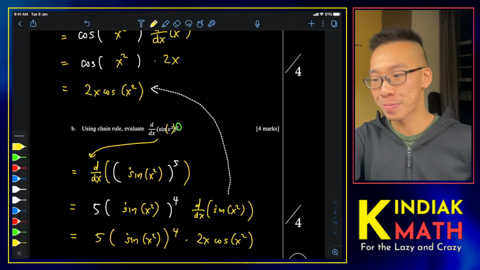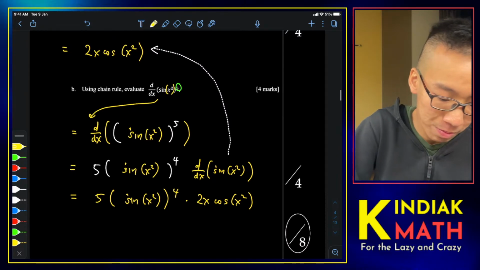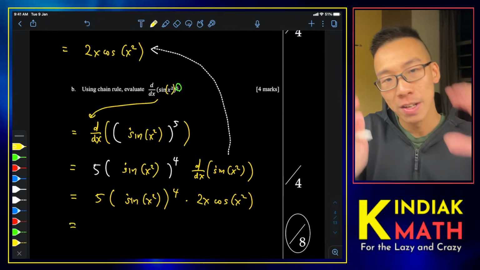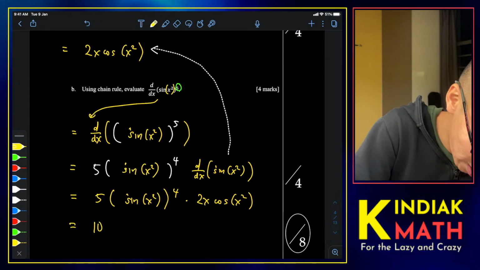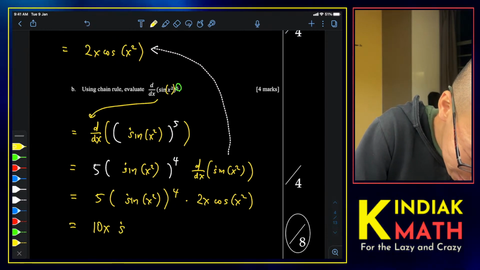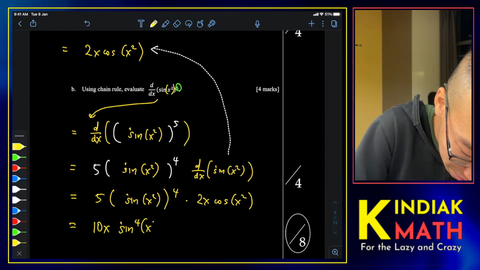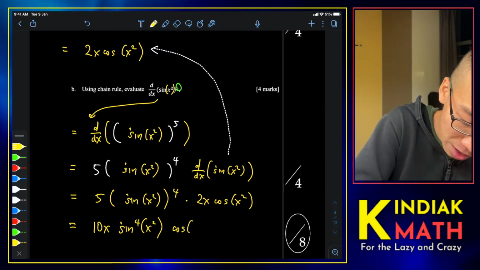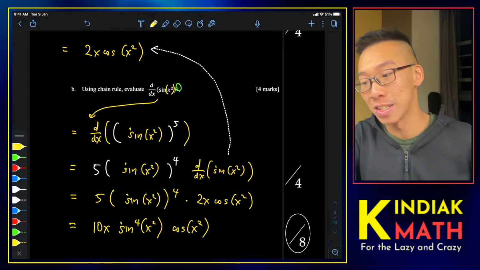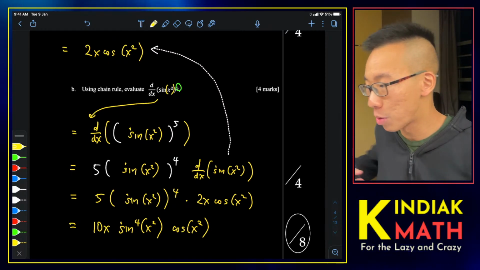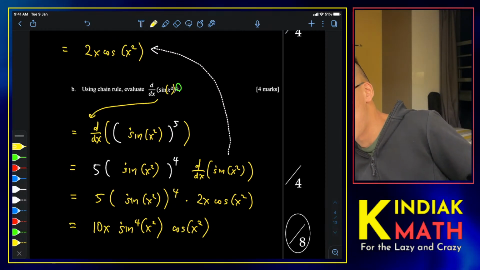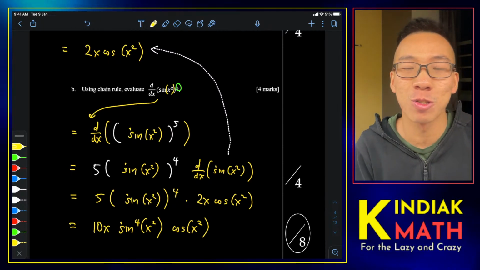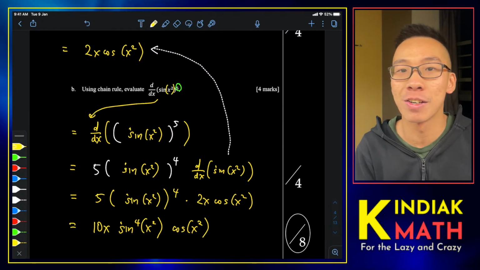Like this. So it simplifies very nicely. The 5 and the 2 combine to a 10. I'm going to write this as sine x squared all to the power of 4. And then a cosine x squared over here. So hopefully that's a quick review of how to do the chain rule, which basically refers to layer by layer differentiation.